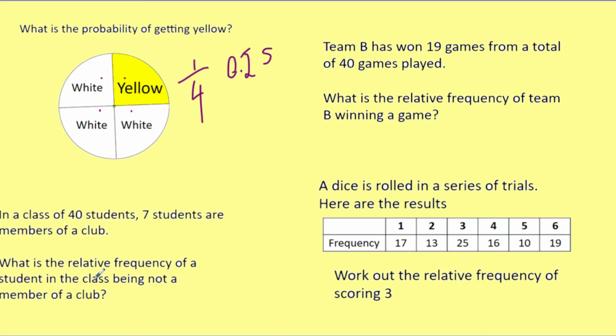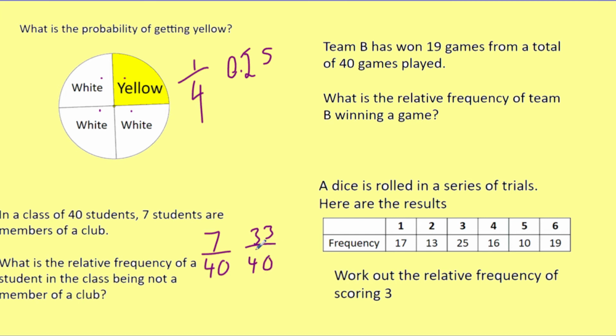Okay, in a class of 40 students, 7 students are members of a club. What's the relative frequency? Whenever we see relative frequency, really what it's just saying is what is the probability of a student in the class not a member of a club? Okay, so the probability of a student being from the club is 7 out of 40. So the probability of them not being from a club would be, well, it's 40 in total. It's going to be 33 out of 40.